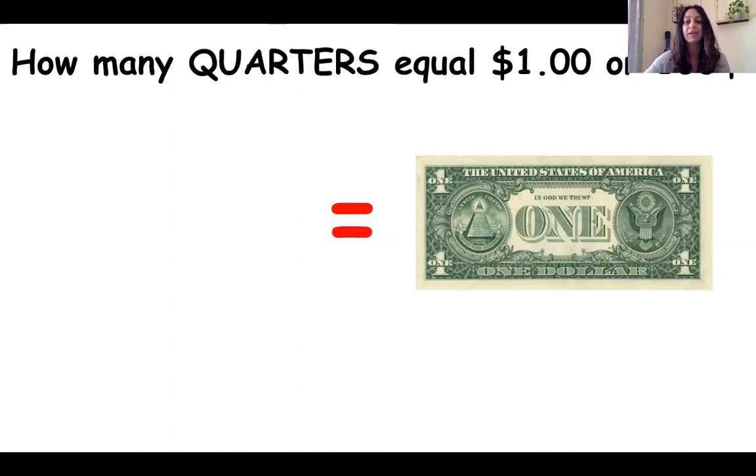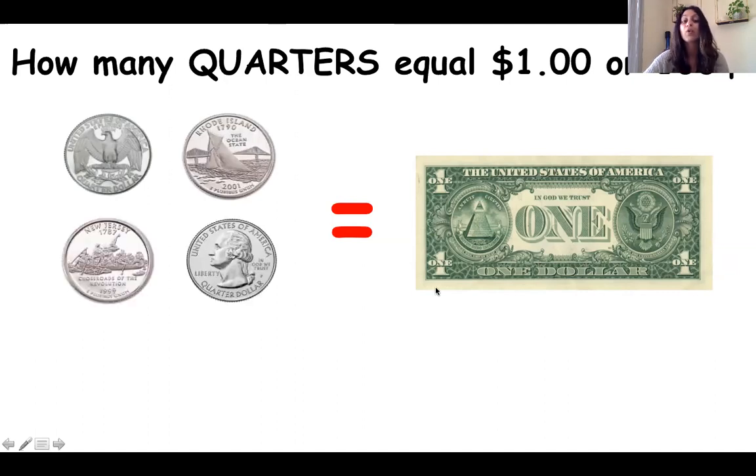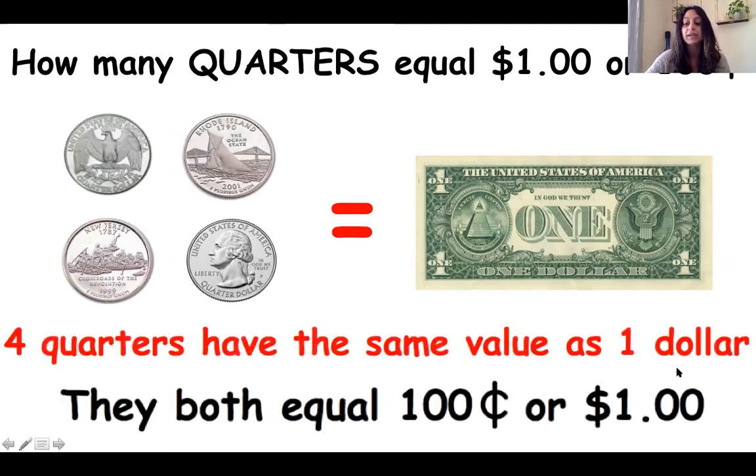All right, let's see what we got. Let's count by 25s. 25 cents, 50 cents, 75 cents, $1, or 100 cents. So we would need 4 quarters to make $1. 4 quarters has the same value as 100 cents or $1. So these are some ways that we could use one coin by itself to make 100 cents or $1.